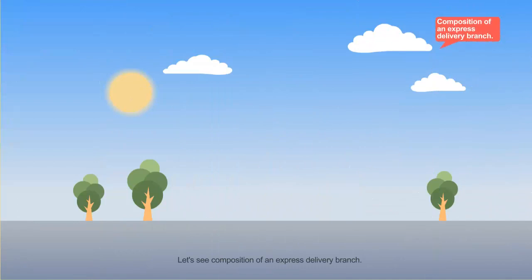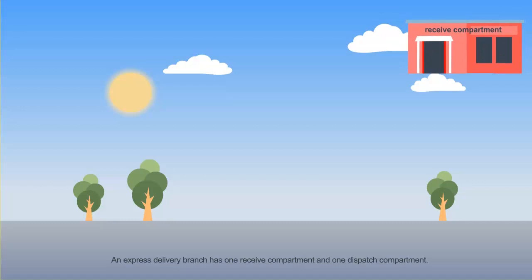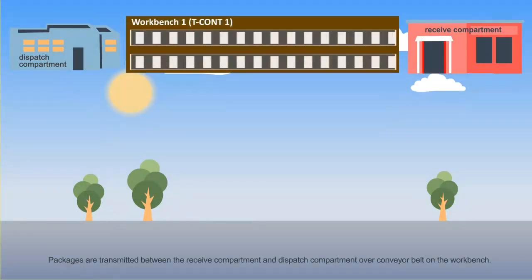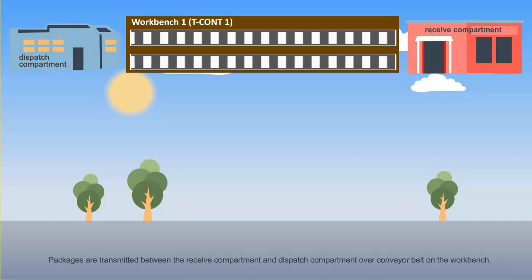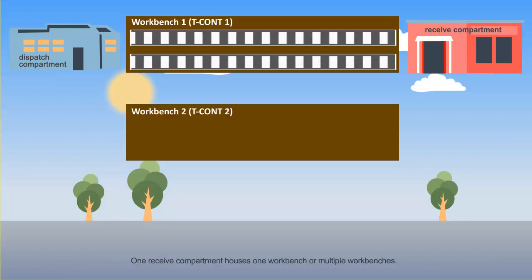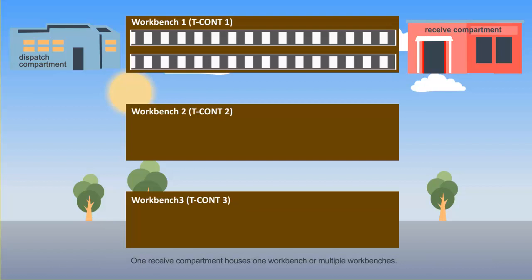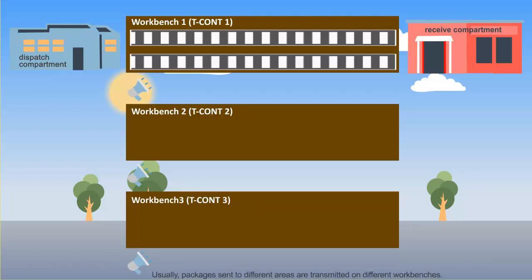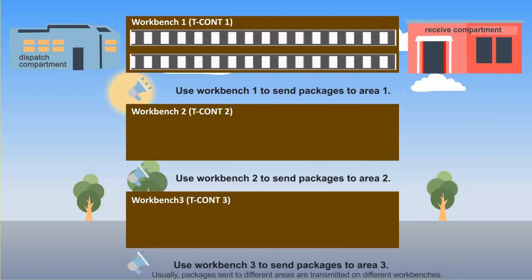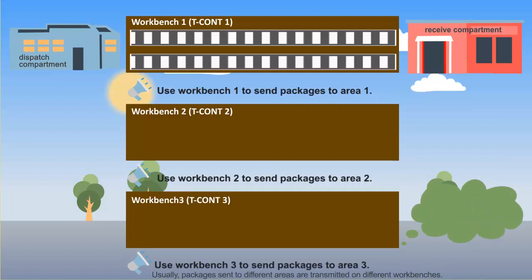Let's see the composition of an express delivery branch. An express delivery branch has one receive compartment and one dispatch compartment. Packages are transmitted between the receive compartment and dispatch compartment over conveyor belts on the workbench. One receive compartment houses one workbench or multiple workbenches. Usually, packages sent to different areas are transmitted on different workbenches.